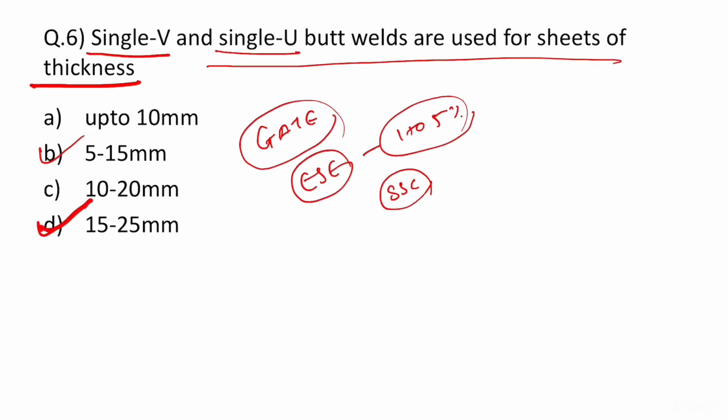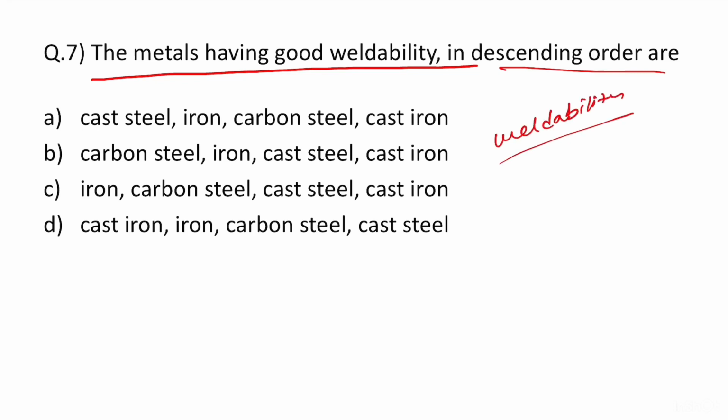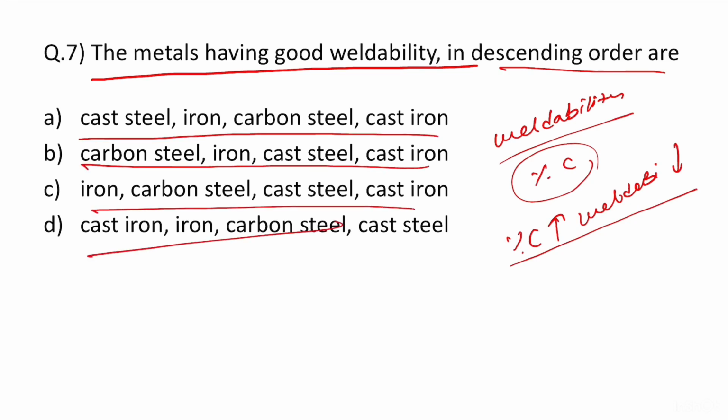So the answer will be here is 15 to 25 for the double, but for single V it is B. The metal having good weldability in descending order is, so if you know the weldability depends upon percentage of carbon. As carbon percentage increases, weldability decreases. Okay, so first of all you should know the composition or at least the carbon percentage of cast steel, iron, carbon steel and cast iron. So go through that. So the answer is A.